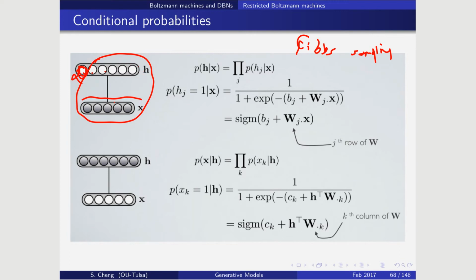Now to do this Gibbs sampling, I need to know the conditional probabilities, right? So I need to figure out these conditional probabilities here. I want to see what p(h given x) is here. And because there's no connection between these h here, these h are actually conditionally independent given x.